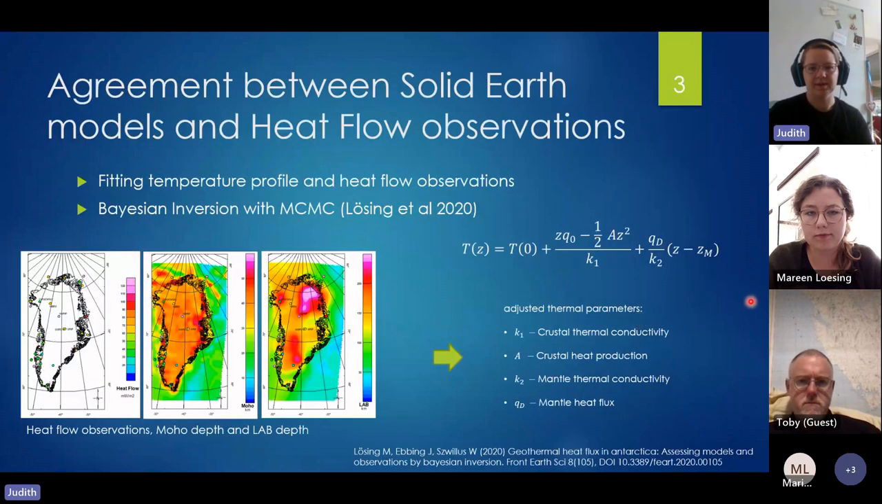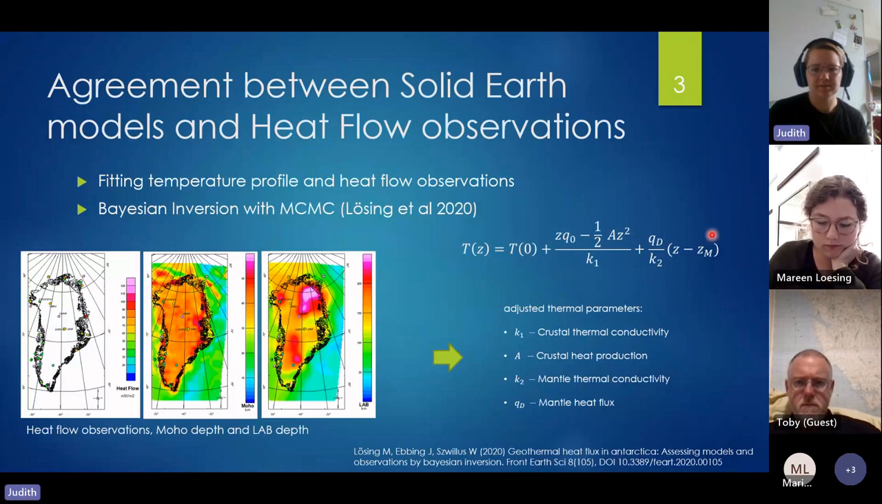So first we tested the agreement between the solid earth models and heat flow observations by fitting the temperature profiles and heat flow observations with a 1D stationary heat flow equation, which basically is this equation where we have temperature at the LAB and at the surface, or heat flow, and the depth of the LAB and the MOHO, and also some unknown thermal parameters.